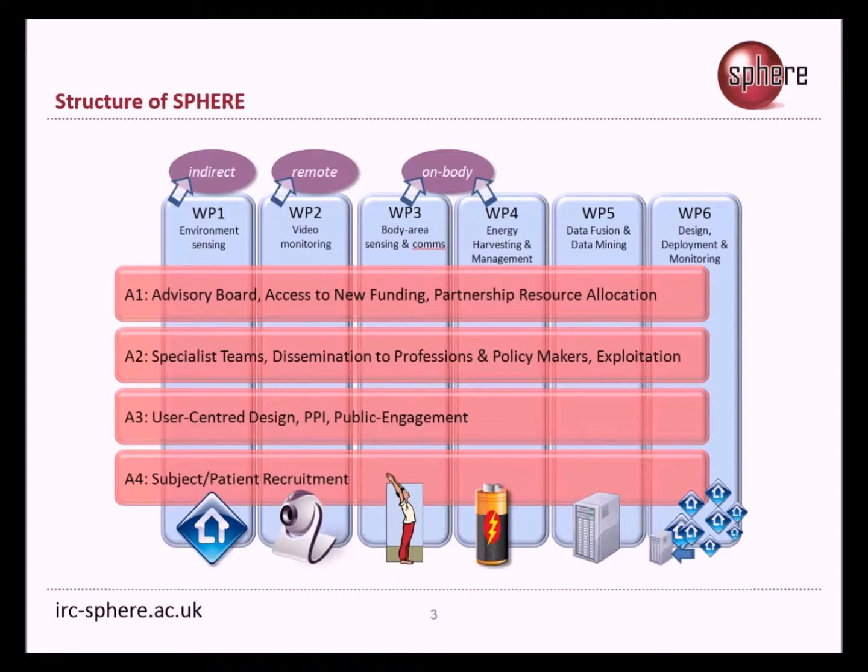what form. We then have these activities that run across all 3, and user-centered design is here in activity 3, and alongside it is the public engagement group and PPI, which is patient involvement.